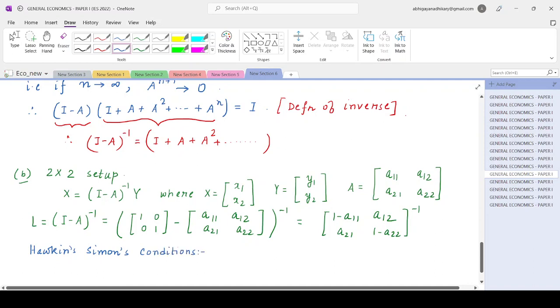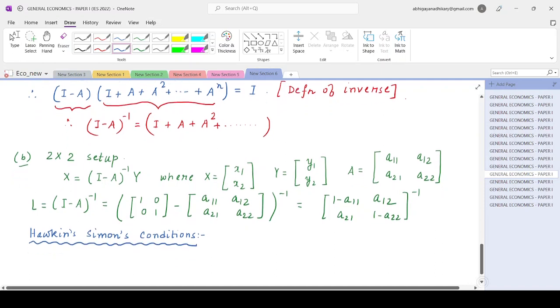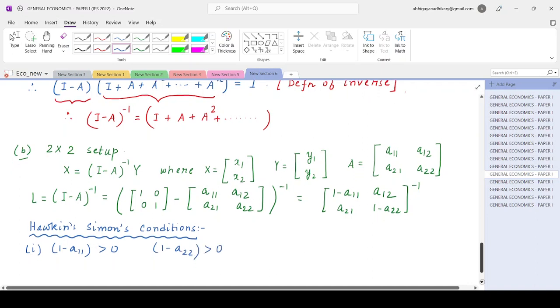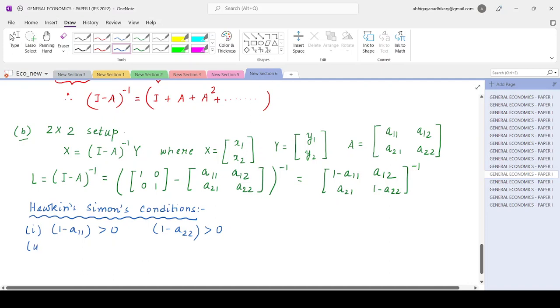That the necessary and sufficient condition for x vector to be positive should be 1 minus a11 to be positive, 1 minus a22 to be positive, and finally the second one is the determinant of this Leontief matrix, 1 minus a11 into 1 minus a22 minus a12 a21, should be positive. Now, these two conditions will ensure that the final output that you're getting is actually positive.